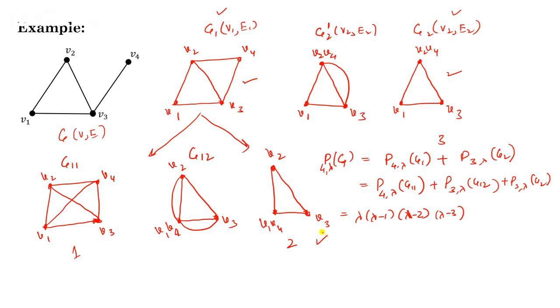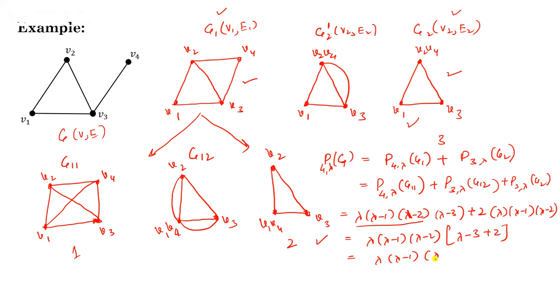So look at this. This is a complete graph of 3 vertices. This is a complete graph of 3 vertices. So chromatic polynomials for these two graphs will be same. So we can write it twice lambda, lambda minus 1 and lambda minus 2. So lambda, lambda minus 1, lambda minus 2, this term is common. Now we have lambda minus 3 plus 2. So lambda, lambda minus 1, lambda minus 2, this is lambda minus 1. So lambda, lambda minus 1 whole square, lambda minus 2.